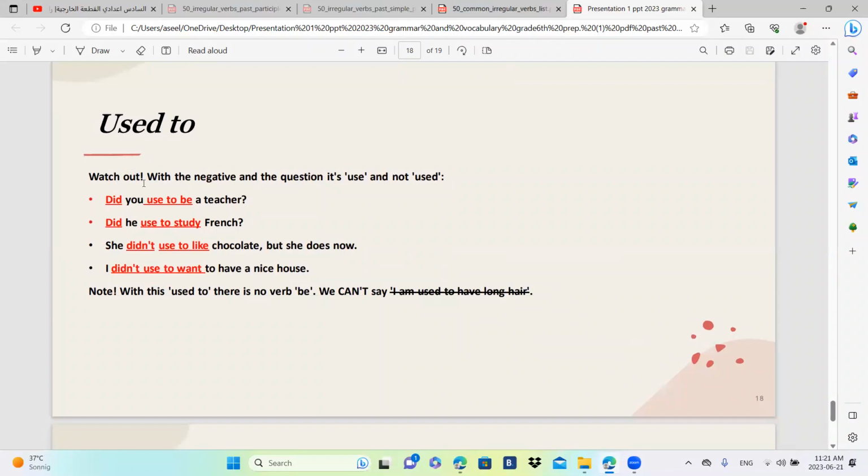Now, watch out: with the negative and the question it's use to and not used to. In the negative and in the question we use the auxiliary verb did. With did we need to write the infinitive, the simple form of the verb, as I told you previously. Did you use to be a teacher? Did you use to study French?